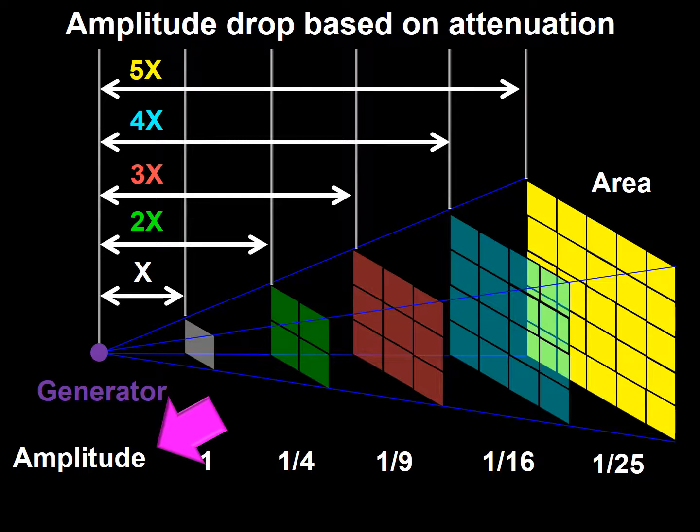The fractions in line with amplitude represent the numerical drop in size as a consequence of distance. So, a potential measuring 100 microvolts at 1 centimeter from the source will have an amplitude of 4 microvolts 5 centimeters from the source. In this example, the distance from the source to the electrode is 5 and the amplitude has decreased by the square of 5, that is 25.